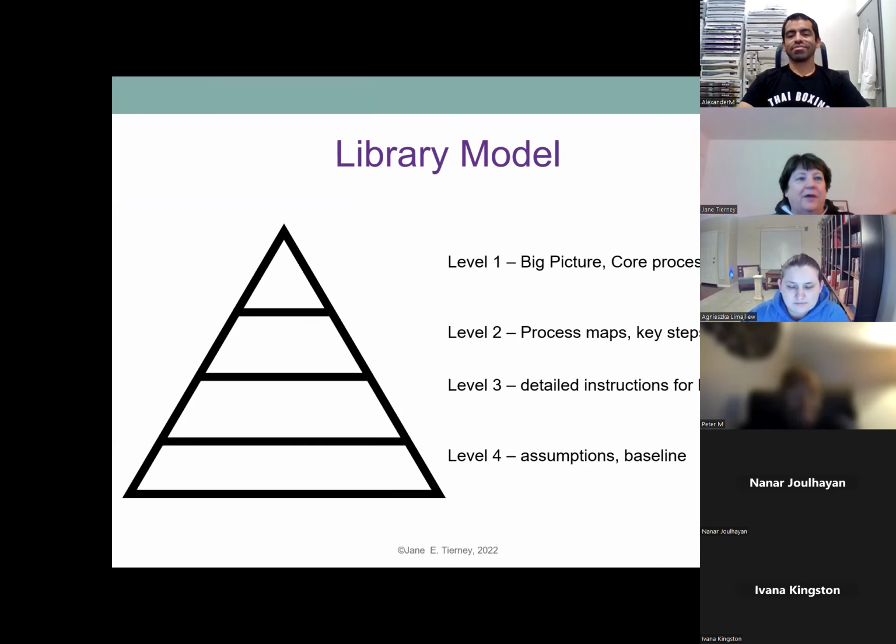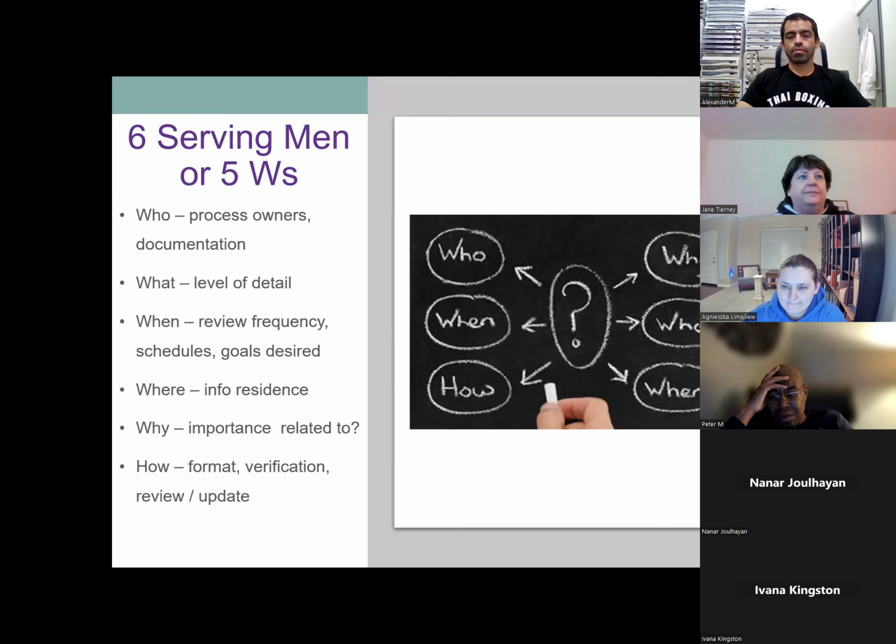So we talk about this library model. We have everything from a big picture down to these detailed assumptions and the baseline that we started with. So we want to know what the core processes are, and then we have our maps and our steps and maybe our flow charts and some of that documentation, and then some more detail for each individual step. And then lastly, our assumptions and our baseline. So it just tells us how to build that and document that.